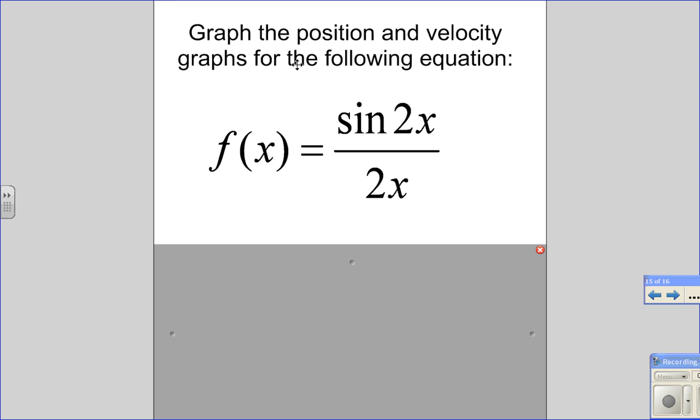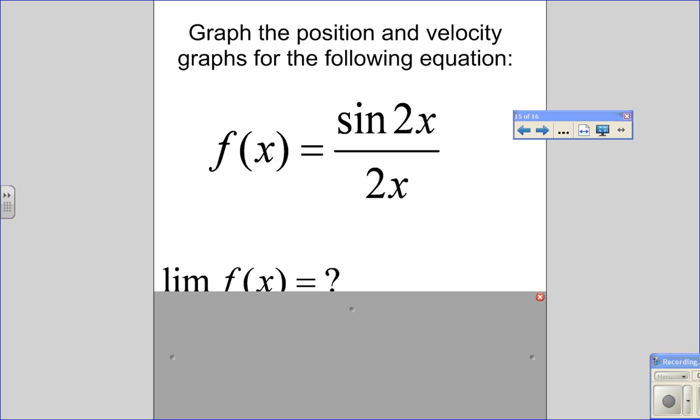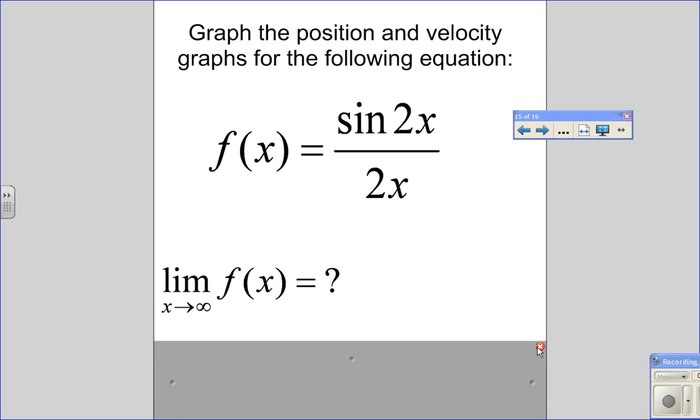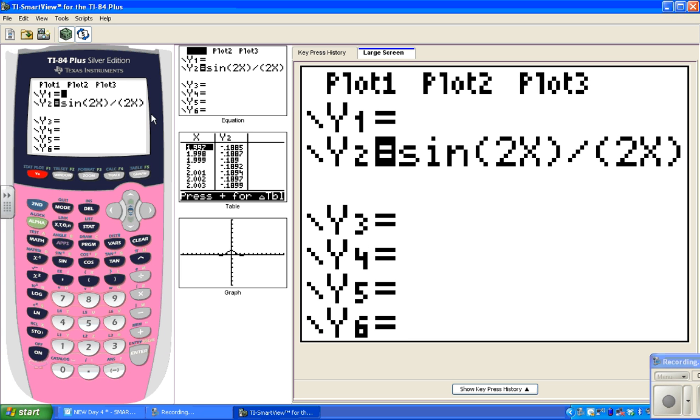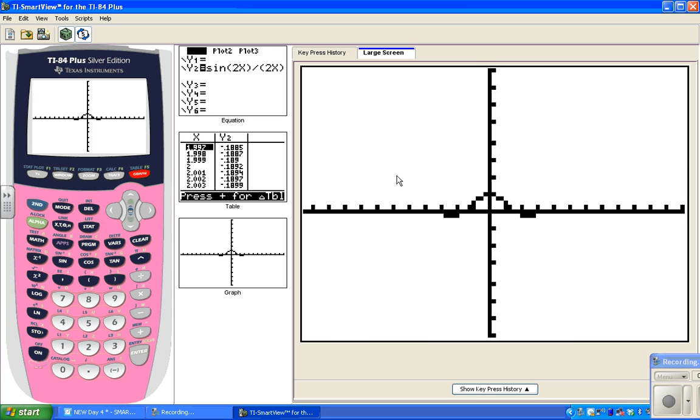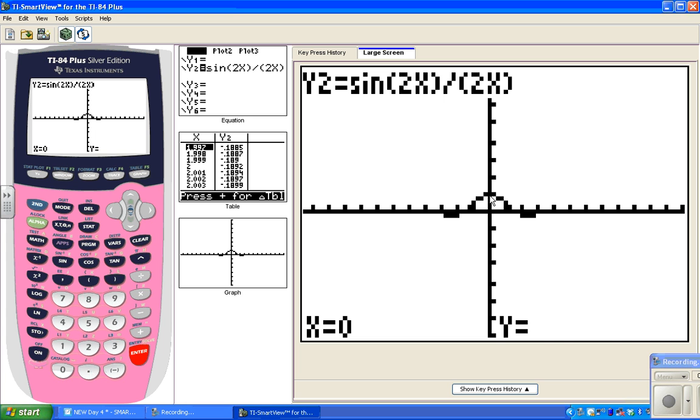I want to prove this to you graphically here for a second. So graph the position and the velocity equations for this one. We can answer this because we just went through those examples. The limit as x approaches 0 is 1. But look what happens as it goes off to infinity. If I've graphed sine of 2x all over 2x, you can see that it touches that 1 point there. It's not equal to 1 there, but the limit is 1, so let's trace 0. Right there, you can see it's not defined, but the limit there is 1. It is approaching 1 both from the left and from the right.